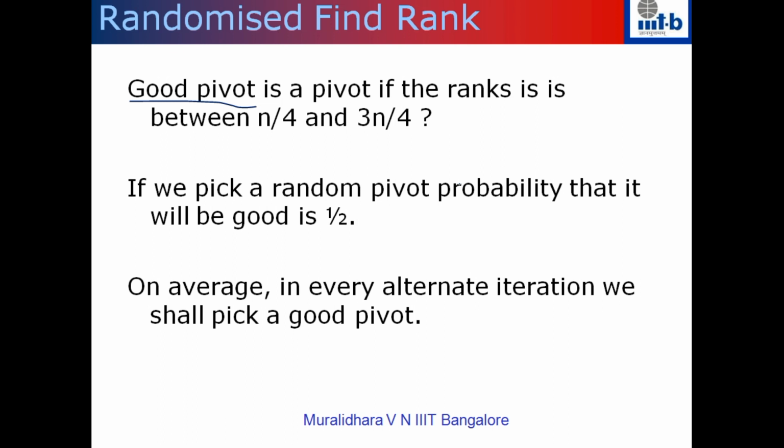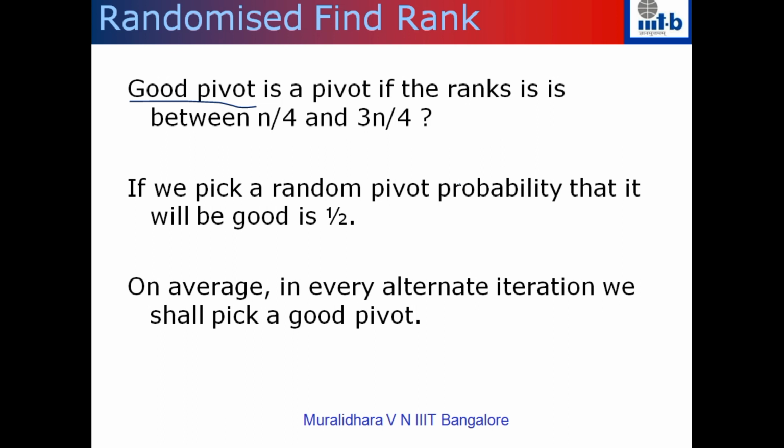So we don't want the rank to be too high, and we don't want the rank to be too small. We want it to be very close to half. One way to say that it's very close to half is to say that it's between n by 4 and 3n by 4. We'll define a pivot to be a good pivot if the rank of that pivot is between n by 4 and 3n by 4. Now if I pick a pivot uniformly at random, what is the probability that it's a good pivot?